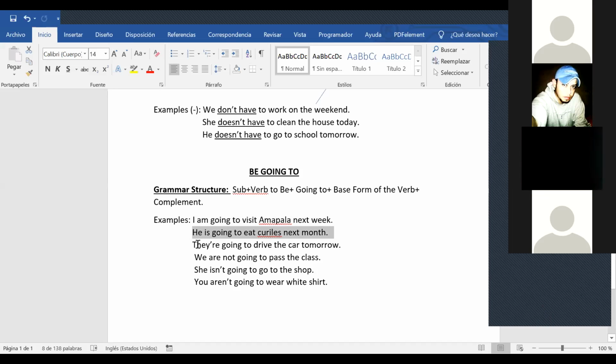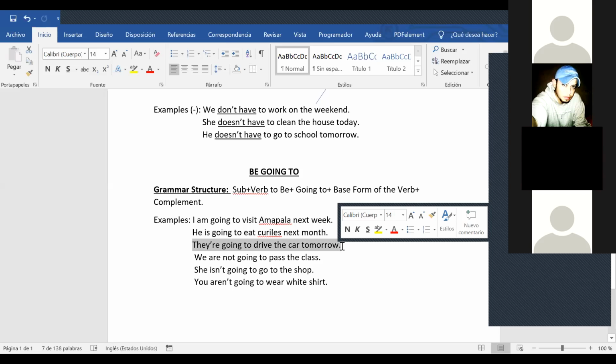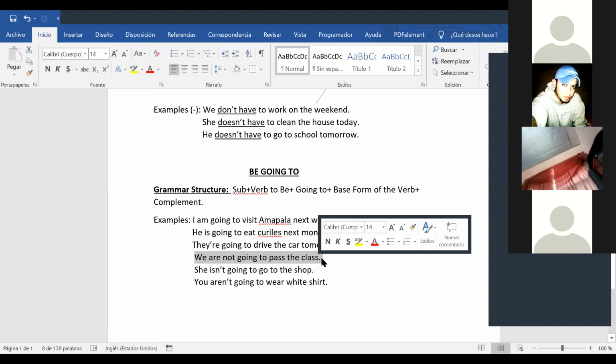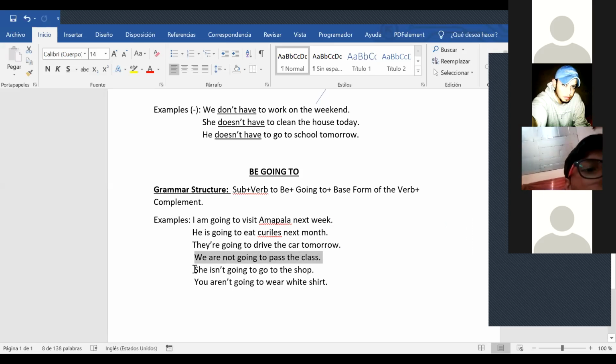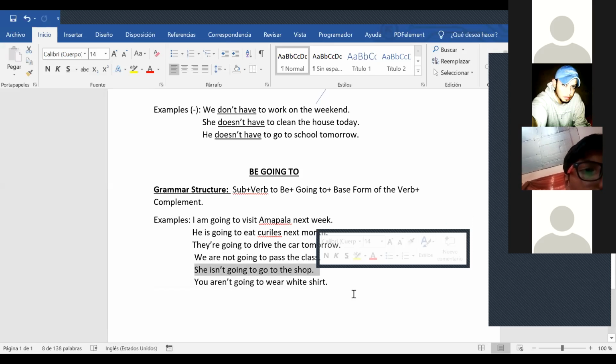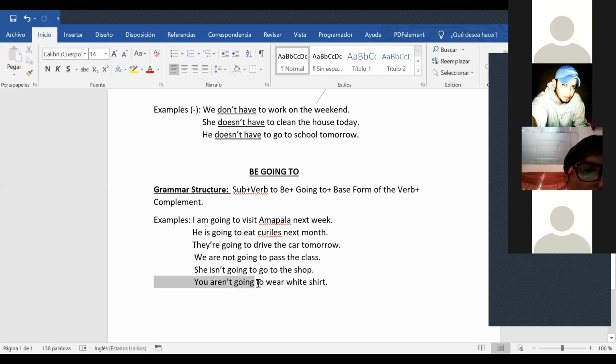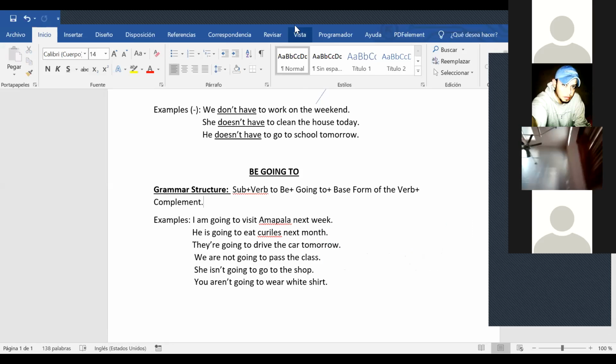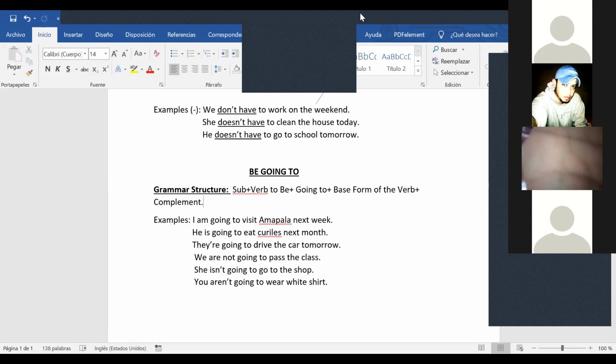Yeah, this sentence. Okay, they're going to drive the car tomorrow. Good. Mario, can you please help me reading the next? We are not going to pass the class. Good. Next, volunteer. She isn't going to go to the shop. Good. And the last one? You aren't going to wear white shirt. Very good. So in here, we're going to have some oral sentences.